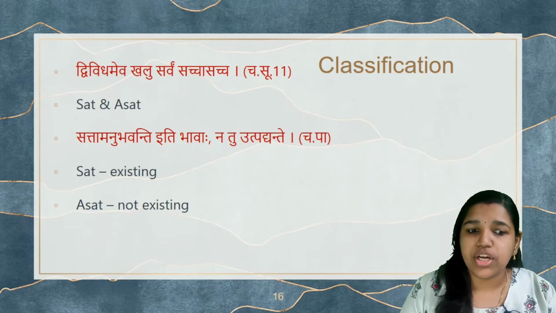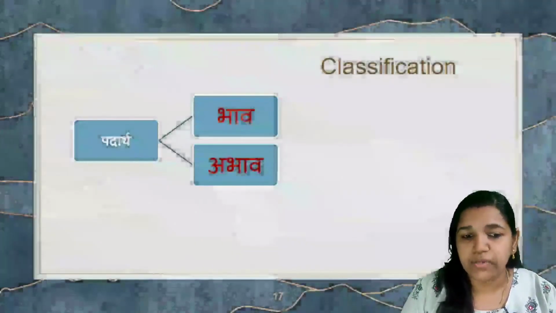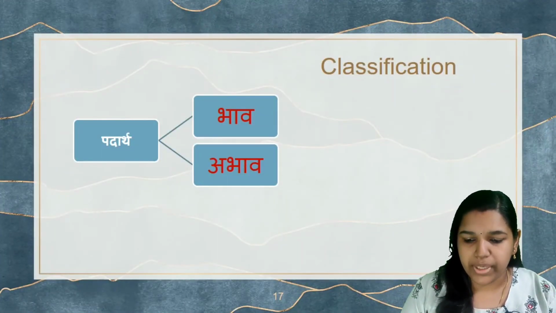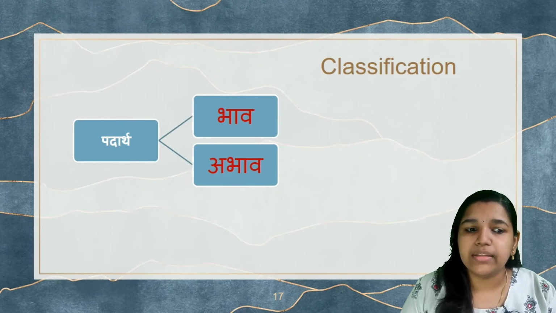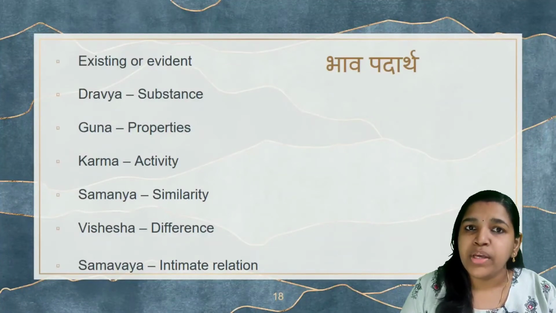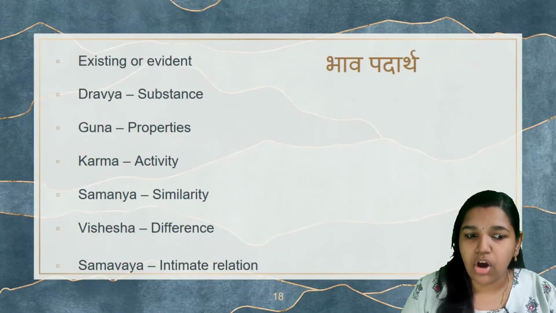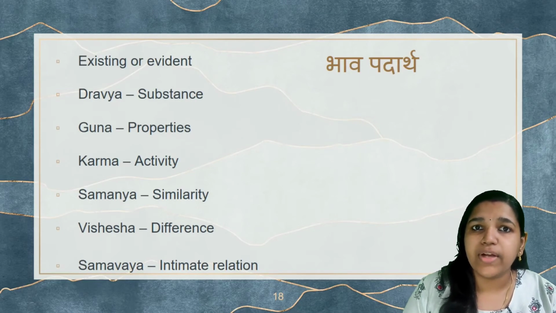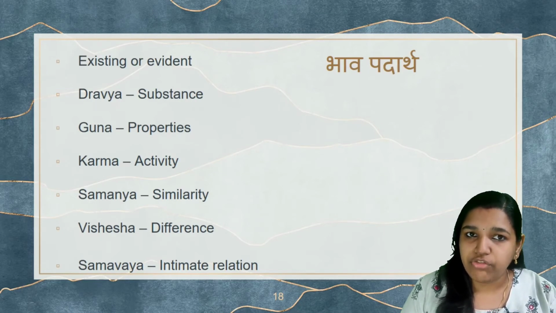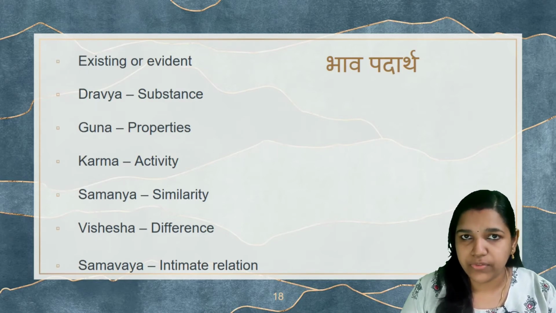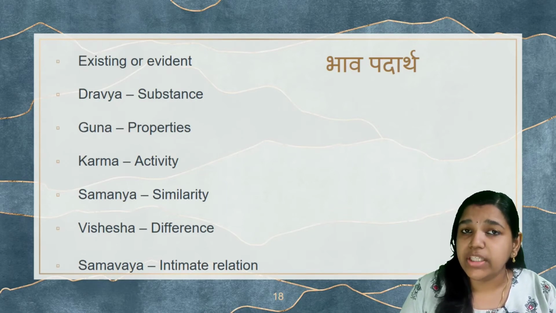As per the Darshana Shastra, Padarthas are mainly classified into two types, that is Bhava Padartha and Abhava Padartha. The Bhava Padarthas are those which are existing or which are evident, just like the Sat Padarthas. The Shat Padarthas are considered to be the Bhava Padarthas, that is Dravya, Guna, Karma, Samanya, Vishesha and Samavaya. Dravya means the substance. Any substance can be considered as a Dravya. Guna means the properties of that particular Dravya. Karma is the activity or action carried out by that particular Dravya.